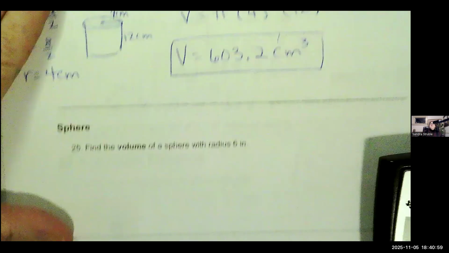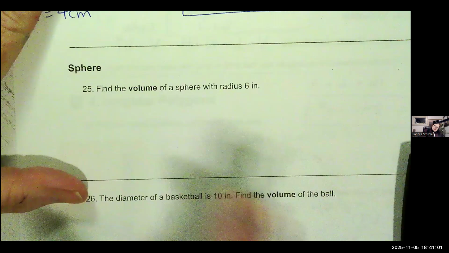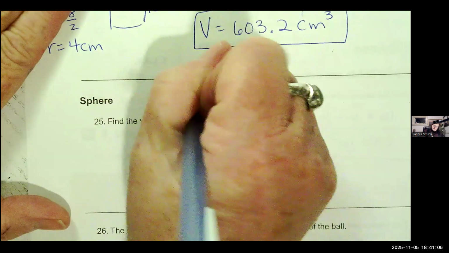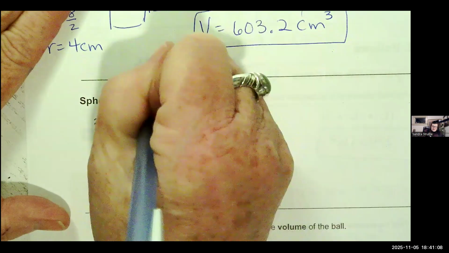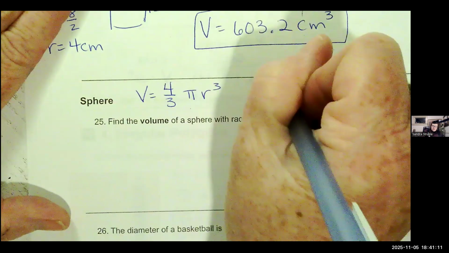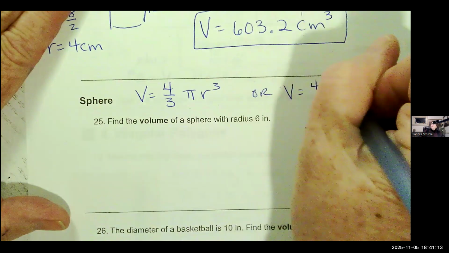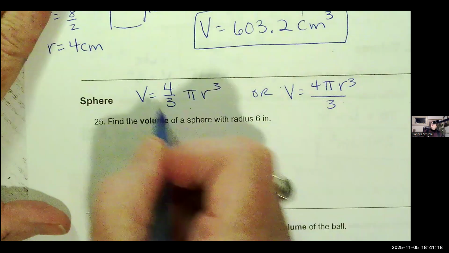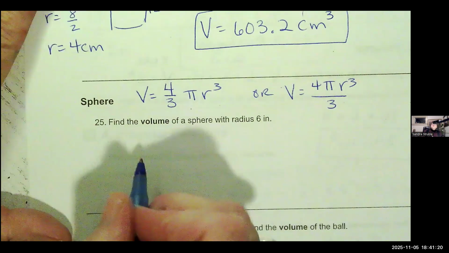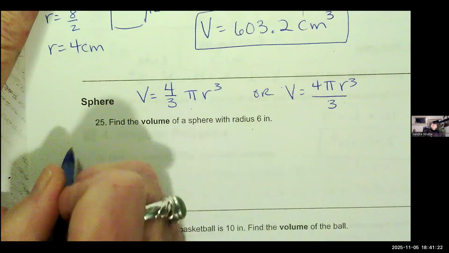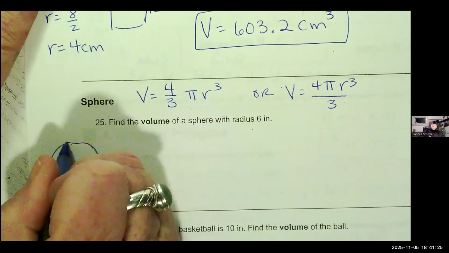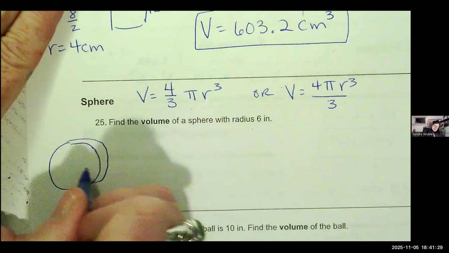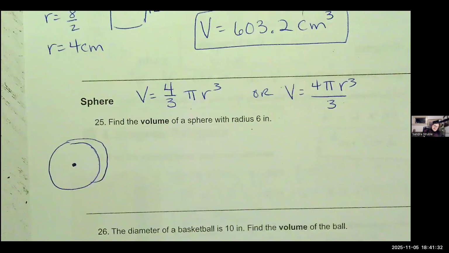And the volume for a sphere, which is 4/3 pi r cubed, or you can use 4 pi r cubed divided by 3. Totally your call which one you want to use. I'm going to use this one for the video. So we've already got a radius, and this is a sphere. It's not a circle. It's three-dimensional, like a ball. I can't draw a sphere. And my radius is from the center of the sphere to any wall of the sphere, and it is 6 inches.